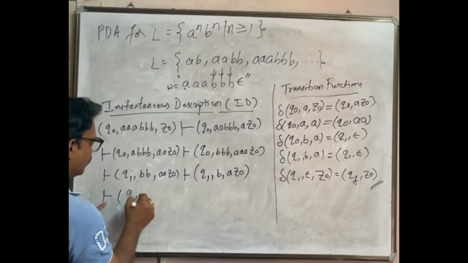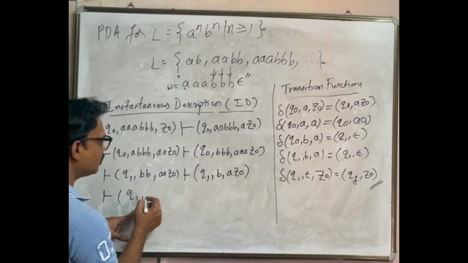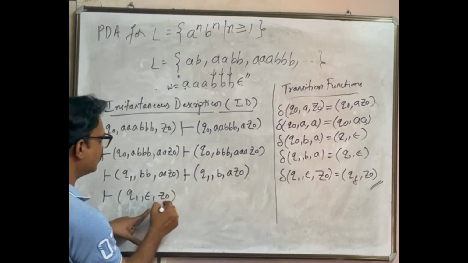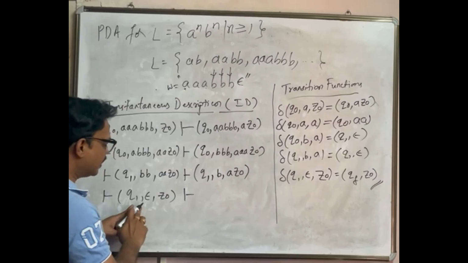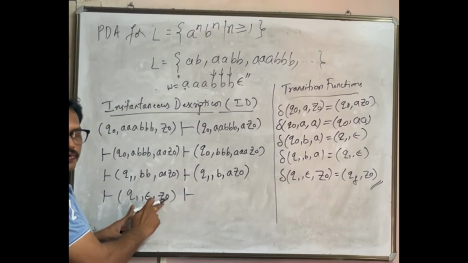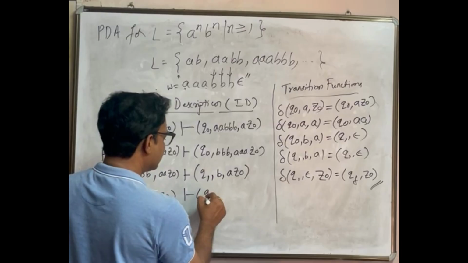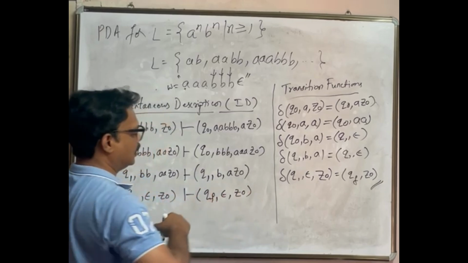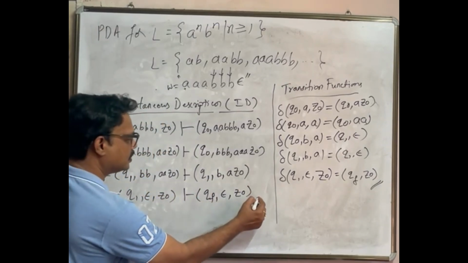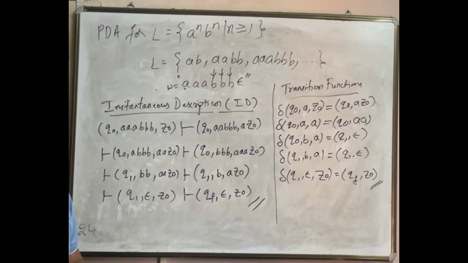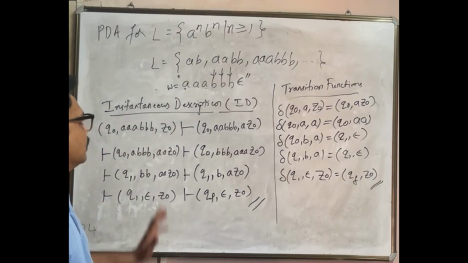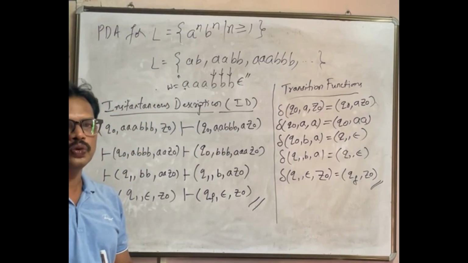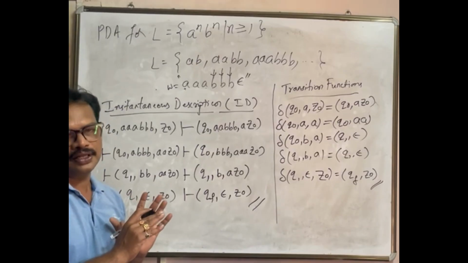Now, on the same state Q1, it reads one more B, and remaining is epsilon, and what remains is Z0. Now from this state, when it reads epsilon and top of the stack is Z0, it reaches the final state, maybe Q2 or QF, with Z0. And this is the instantaneous description for the PDA designed for the language a to the power n, b to the power n, for all n greater than or equal to 1. I hope you understood the explanation.